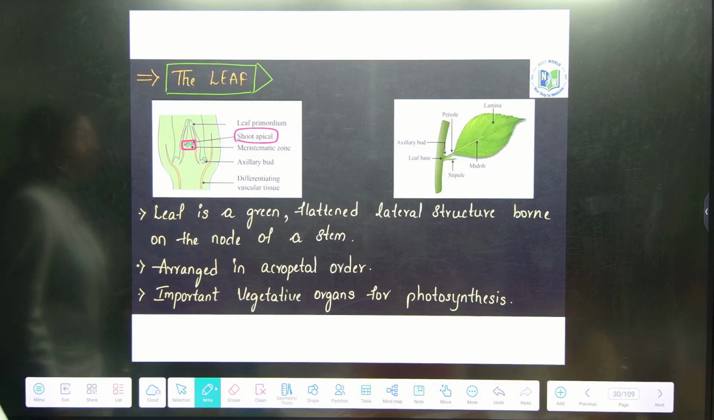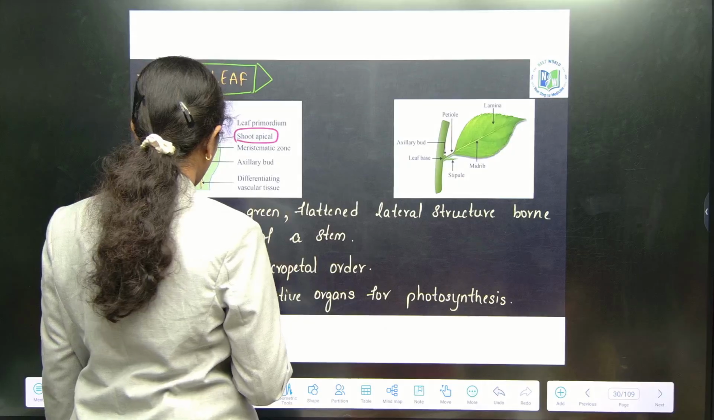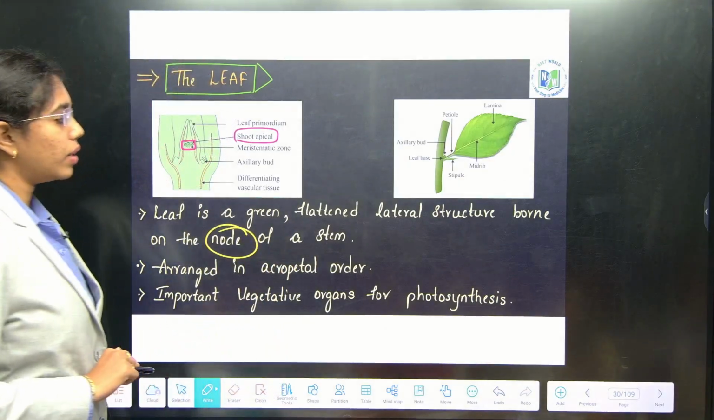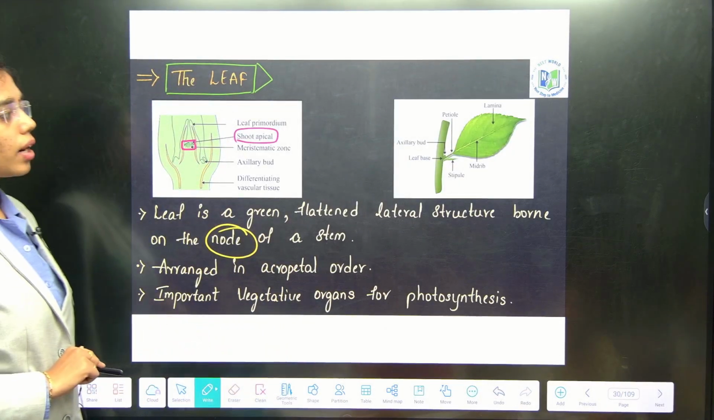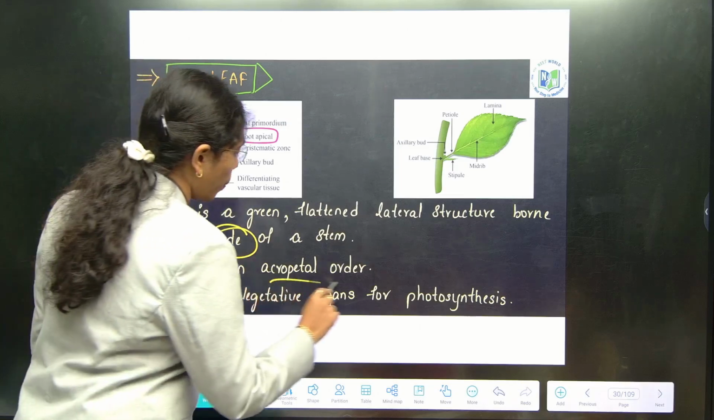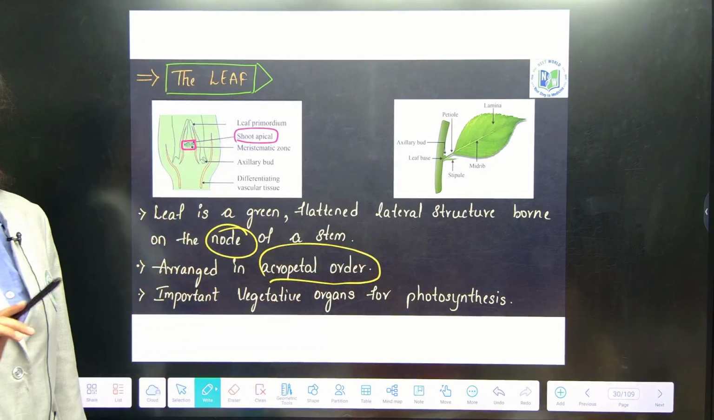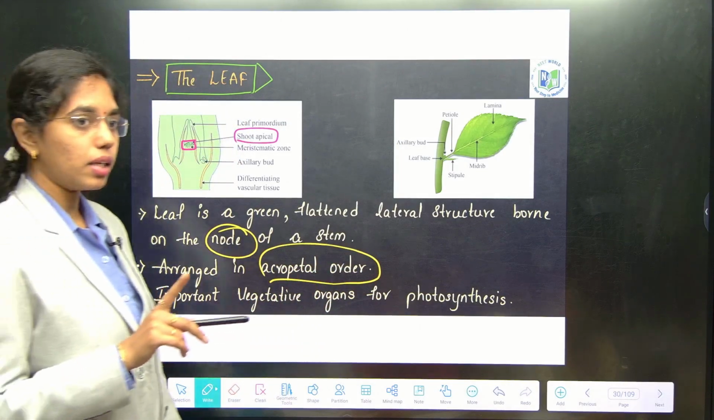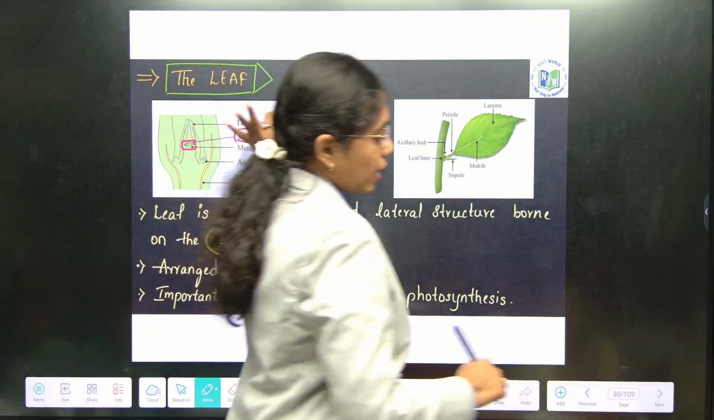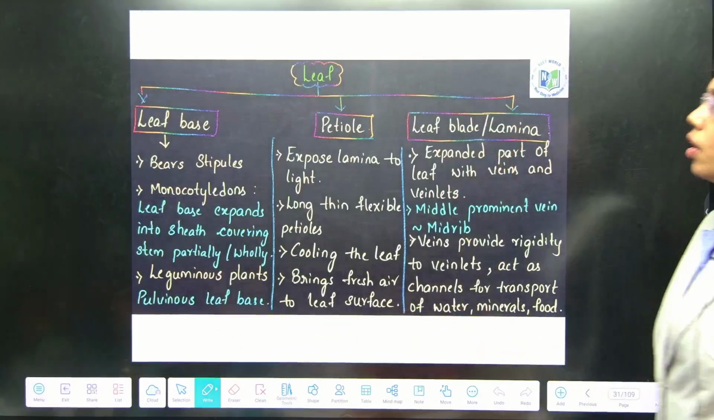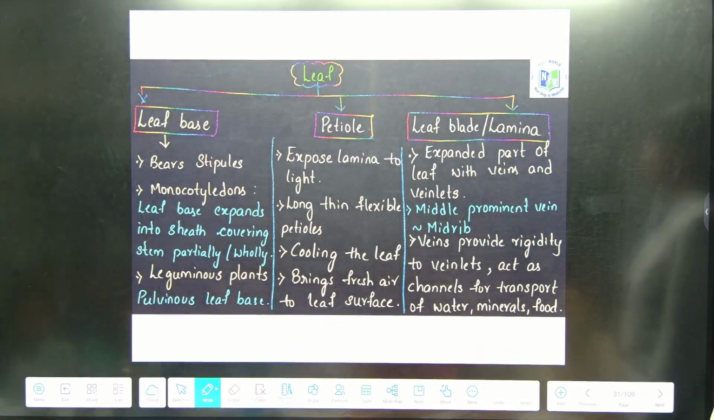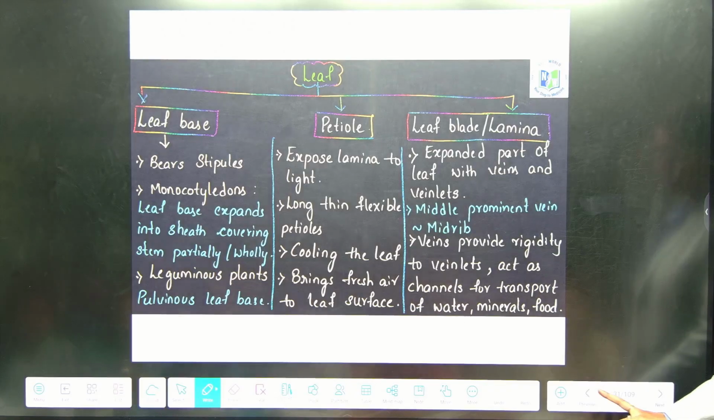Here leaf is a green flattened lateral branch borne on the node of the stem. They are arranged in which order? Leaves are arranged in acropetal order. They are vegetative organs which perform only one activity, that is photosynthesis. There are three regions of the leaf. One is leaf base, second is petiole, and third is lamina of the leaf.